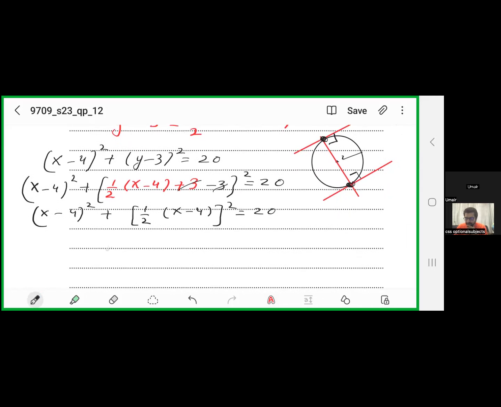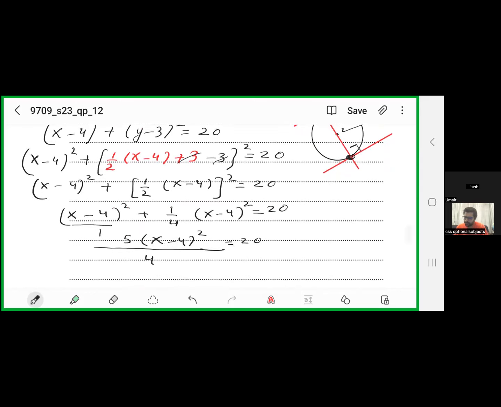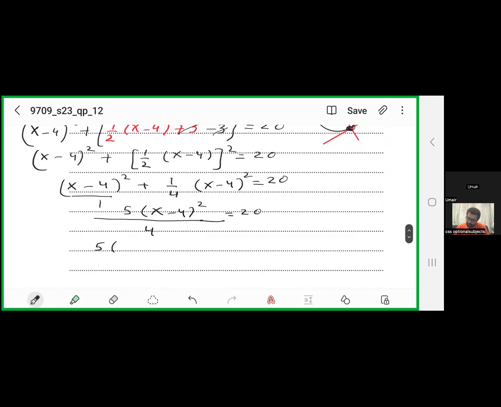From here, we can take the LCM: (x − 4)² plus 1/4 (x − 4)² is equal to 20. Take LCM, so 4 will be in the denominator. So it will be 5 (x − 4)² is equal to 20 into 4, which is 80.